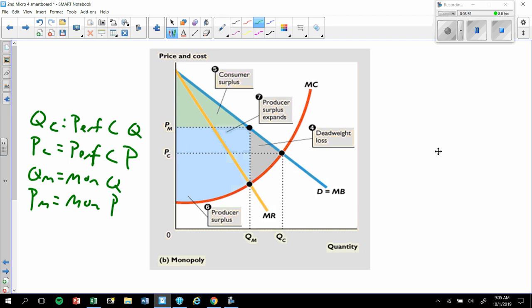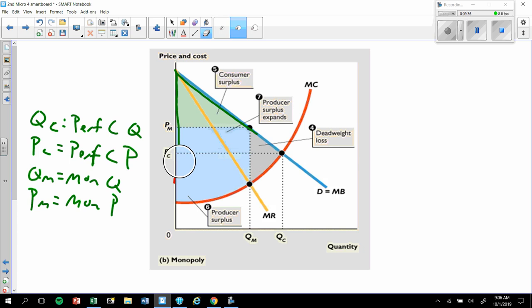Had this been a perfect competitor, then the producer surplus would have been all of that, and the consumer surplus would have been everything down here, right? And there'd be no deadweight loss. Did I say something wrong? Okay, thank you, I did say it backwards. The top part would be consumer surplus, and the bottom part would be producer surplus. So the green part would be consumer surplus, and the red part would be producer surplus, had it been a perfect competitor.